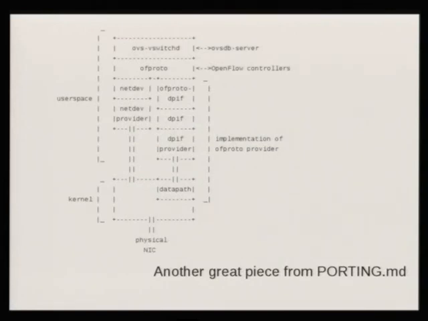But then you have this one, right? Shows almost the same thing, but then you realize that below the OF-proto, we have a real provider. Below the NetDev, we have real providers. This art comes from porting as well. Very great piece. So how to implement an OF-proto provider? There's a lot of layers inside of that. Okay, that's why you need 400,000 lines for OVS.